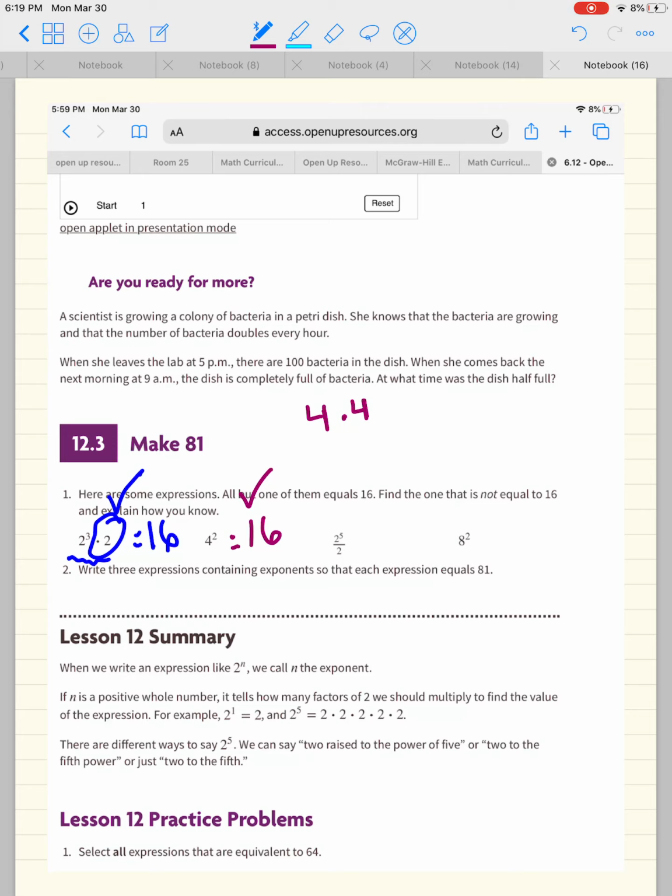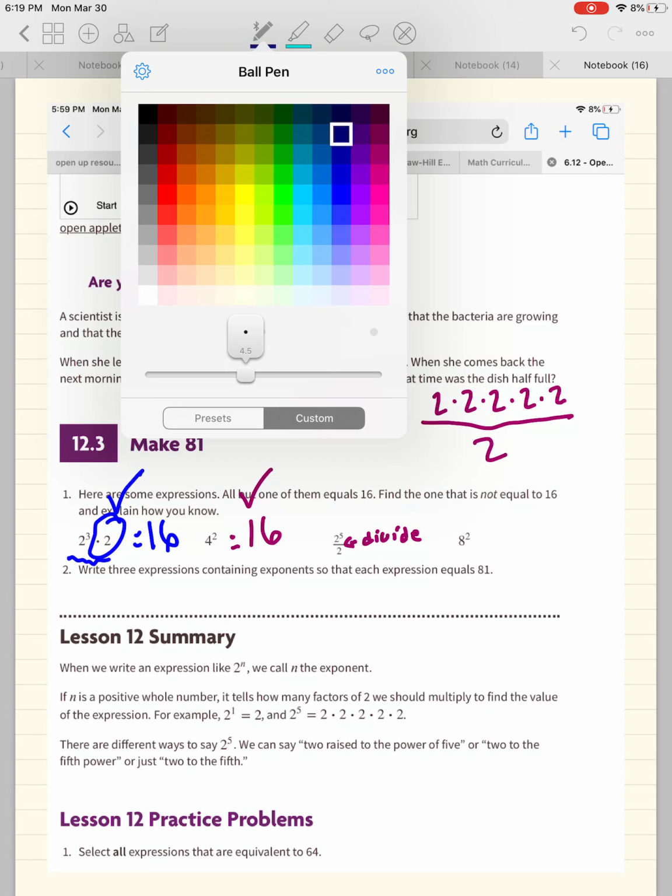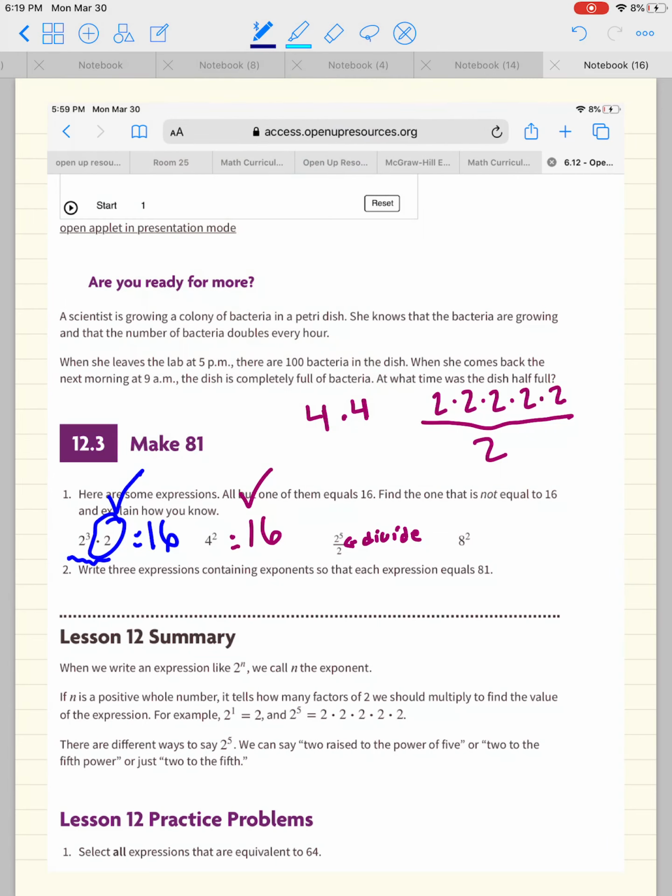We have 2 to the 5th power over 2. Remember, the over bar means divide. So 2 to the 5th is 2 times 2 times 2 times 2 times 2 over 2. 2 times 2 is 4, times 2 is 8, times 2 is 16, times 2 is 32. So we're left with 32 over 2, which is equal to 16.